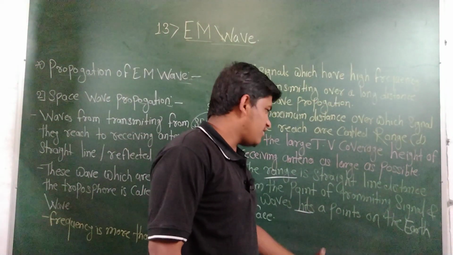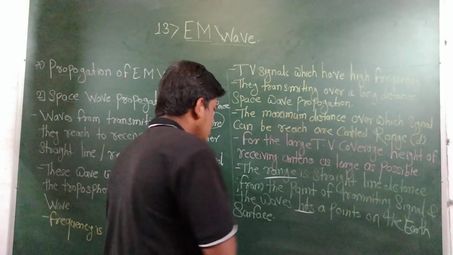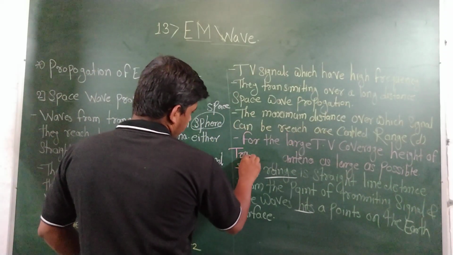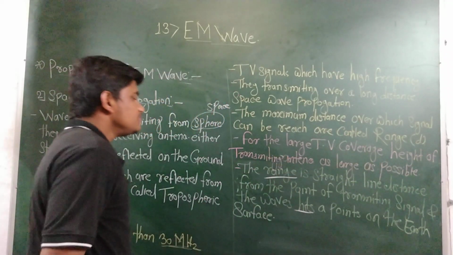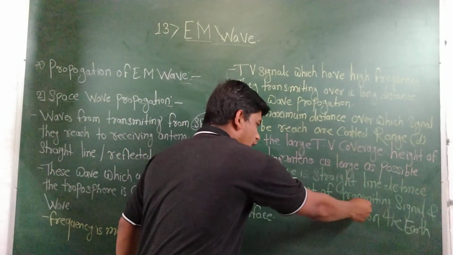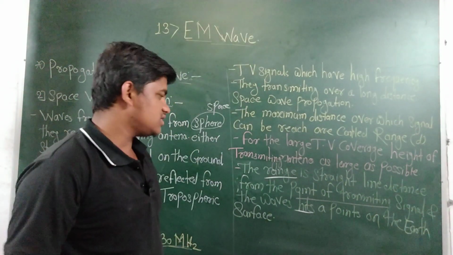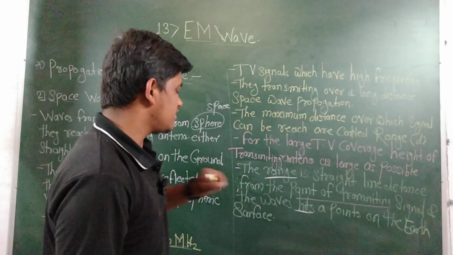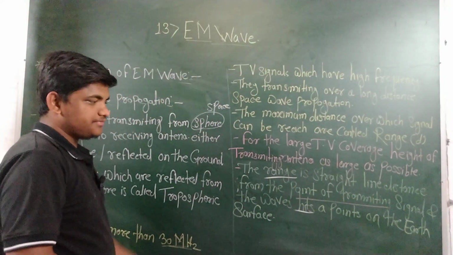The range is the straight line distance from the point of the transmitting signal to the point where the waves hit the surface of the earth.